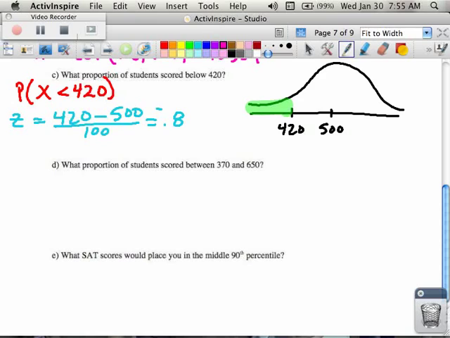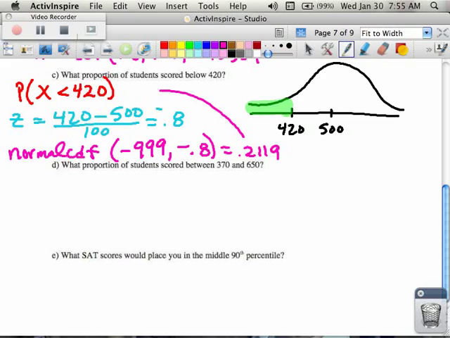Then, to figure out my answer, I will go normal CDF. Remember that you're going from the left now, so it's negative 999 or negative 99, and then up to negative 0.8. And I get roughly 0.2119, which is the proportion of students scoring below 420. Again, this is written in decimal format because they did not ask me for a percentage. If it was a percentage, I would have written it as 21.19%.